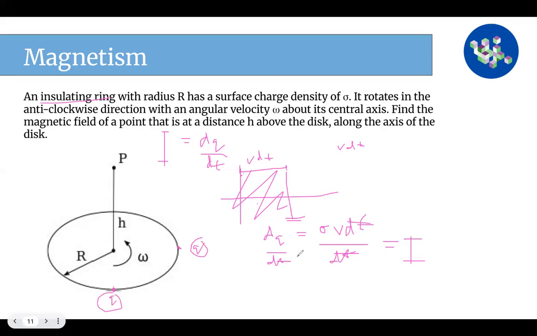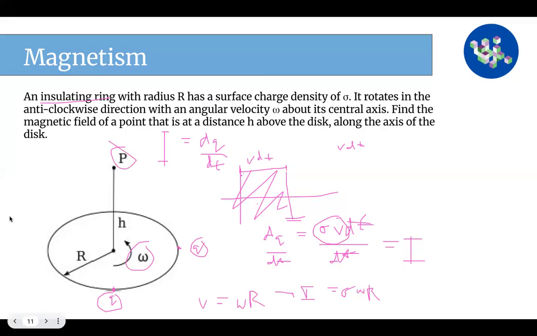I can say that the current produced by that is just sigma times the velocity of each charge. But what's the velocity of each charge? I'm not given any velocity, only the angular velocity of the rotation. Well, from your mechanics days, you have v equals omega times the radius r of the circular motion, which means that my current I is just equal to sigma times omega r. And now that we have I, we can easily find the magnetic field at this point P.